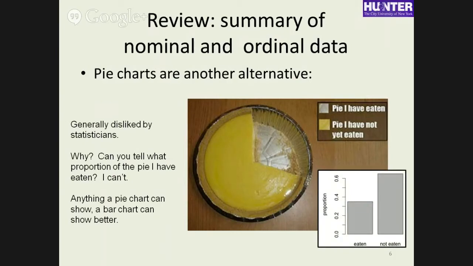Here is how a statistician would display this with a bar chart. So, you know, it's obviously not as interesting as showing an actual pie, but you can read pretty precisely here what the proportions are, that about 35% is eaten and 65% is not eaten, much more quantitative.